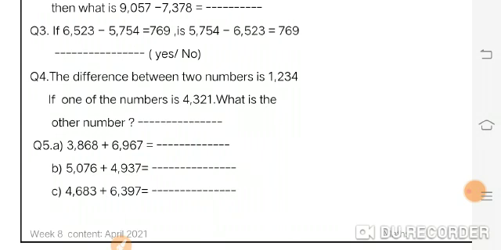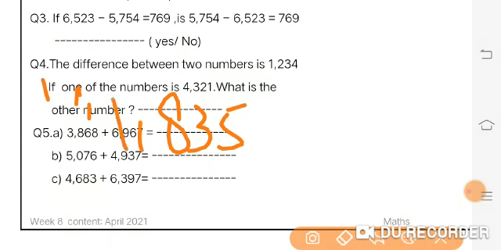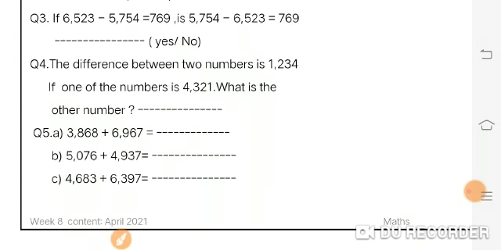This is 7 plus 8. 8 plus 7 is 15. So 1 carried forward. 6 plus 6 is 12. 12 plus 1 is 13. 1 carried forward. Then we have 8 plus 9. This is 8. 9 plus 9 is 18. 1 carried forward. 6 plus 4 is 10. That means 10,835. The other parts go in the same way. You will try them on your own.